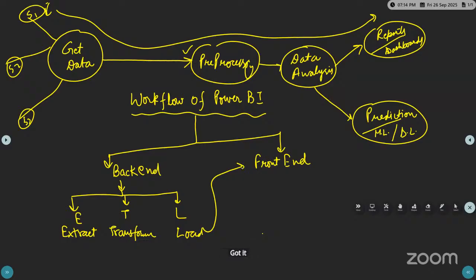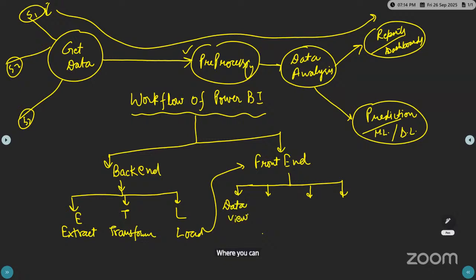Got it? Now, your front end window also can be divided into 4 parts. First is what? Data view, where you can see your uploaded data, your loaded data, right? Which you have extracted, which you have transformed, which you have pre-processed, and you have uploaded to the front end, that you can see in your data view, right?